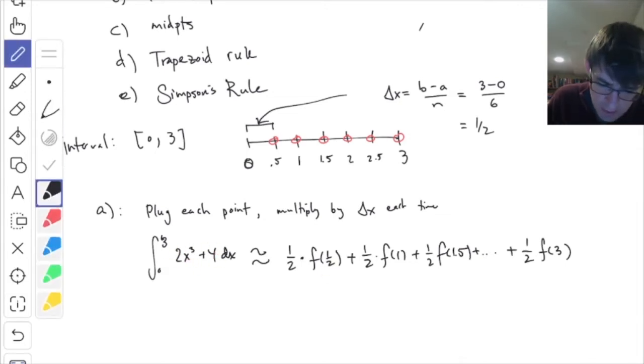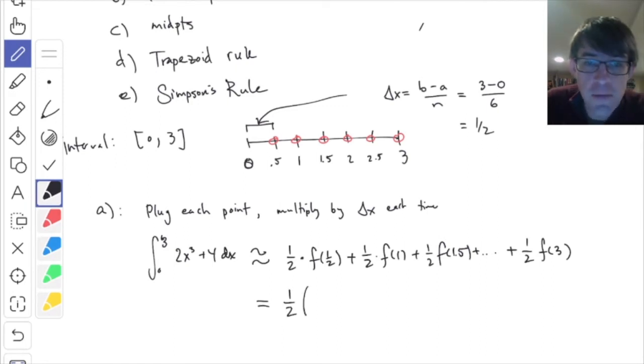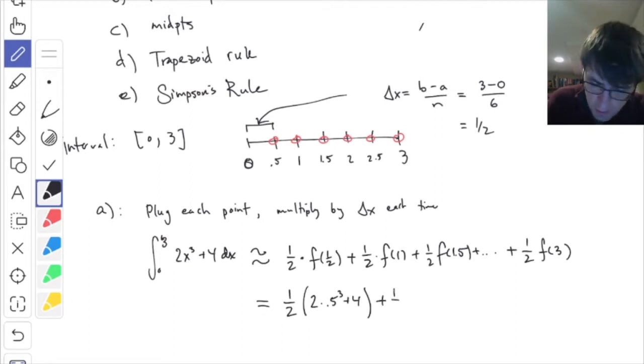So my final answer is 1/2 times, and now I have to do f of 0.5, right? I'm plugging into the function. I go 2 times 0.5 cubed plus 4, right? That was f of 0.5. And then, next, 1/2 times 2 times 1 cubed plus 4. Next, 1/2 times 2 times 1.5 cubed plus 4.